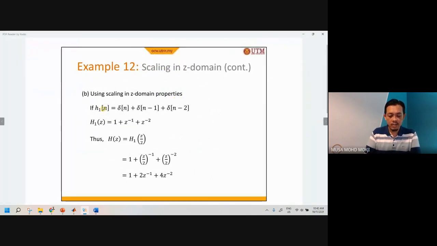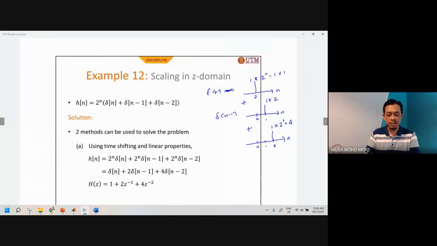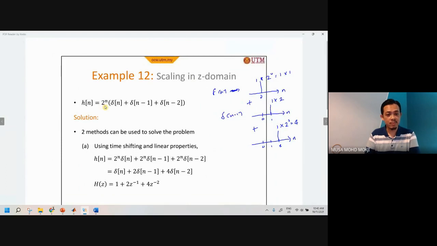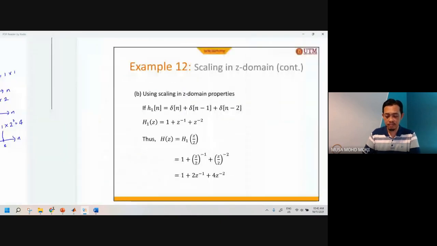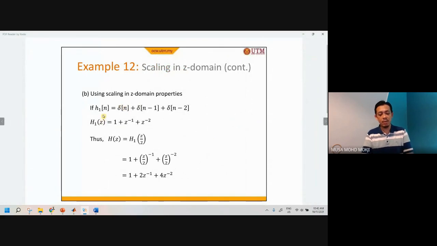So let's say we have an h1[n], because what we have here is this one. This is a 2 to the power of n, and this is the h[n]. So our a now is 2, with 2 to the power of n multiplied by h[n]. So now try to separate that first. So we separate that: let's say we have h1[n] without the 2 to the power of n. We just take delta[n-1], delta[n-2].